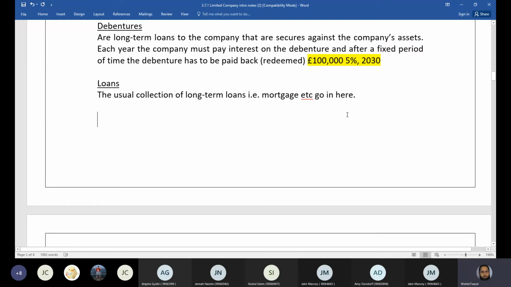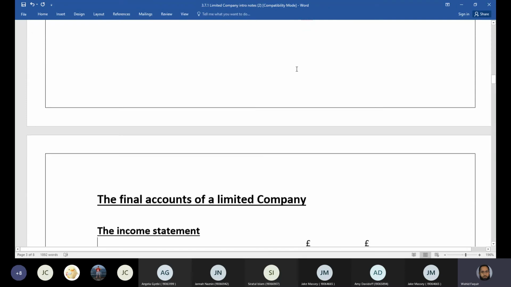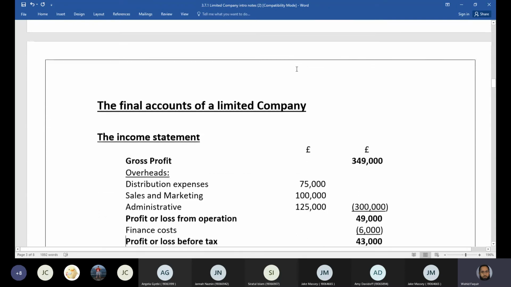Perfect. Right, loans. Yeah, you know, loans. We know about loans. Very similar the way they work, actually. And then we have a mortgage, a specialised loan on land and buildings.